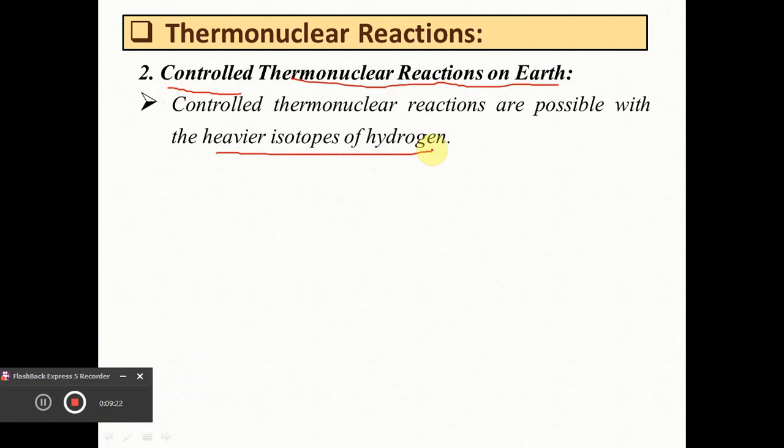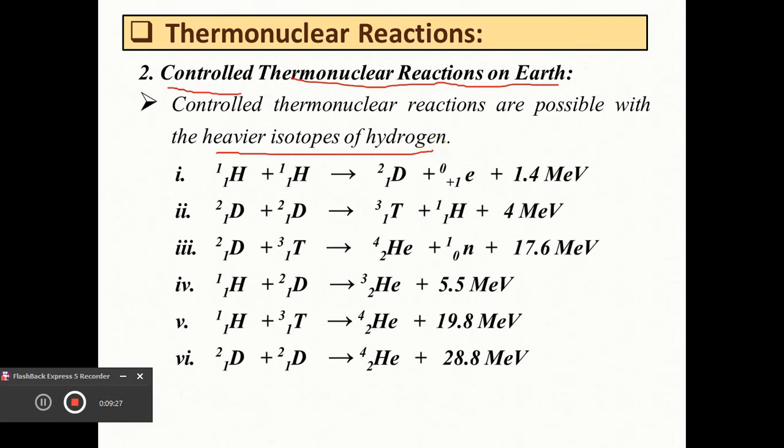And generally you know very well, or you should be aware, that there are two isotopes of hydrogen: one is deuterium, another one is tritium, and these are involved in this thermonuclear reaction. That's why these are called controlled thermonuclear reactions, which are possible with the heavier isotopes of hydrogen.